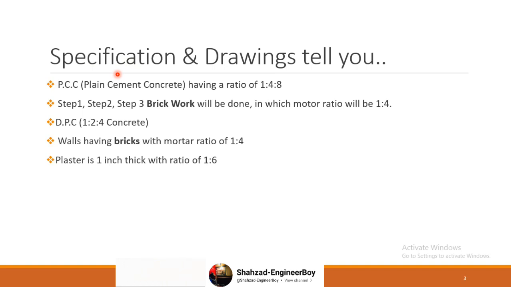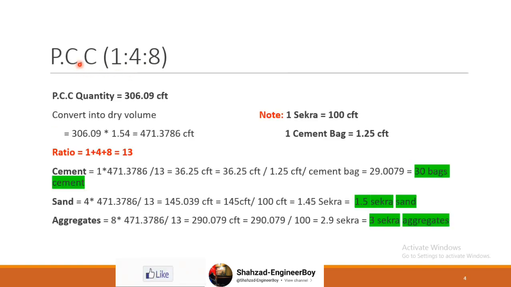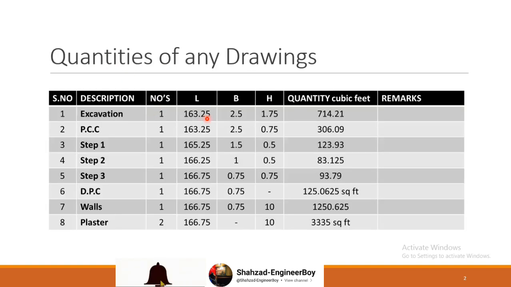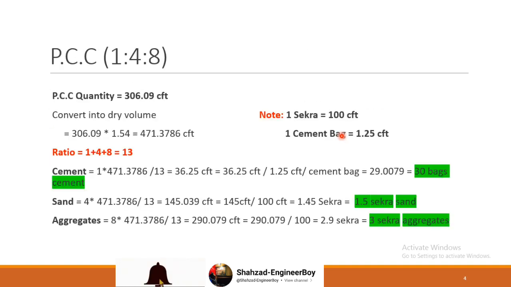Okay, so let's start from PCC, plain cement concrete. The PCC quantity is 306.09 cubic feet. Now convert it into dry volume. I have already spoken about dry volume. What we multiply for the concrete is 1.54.